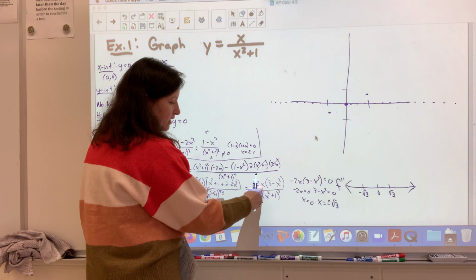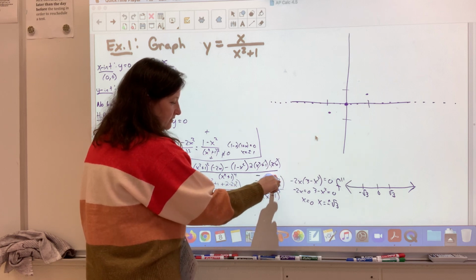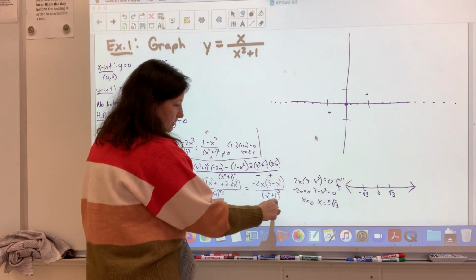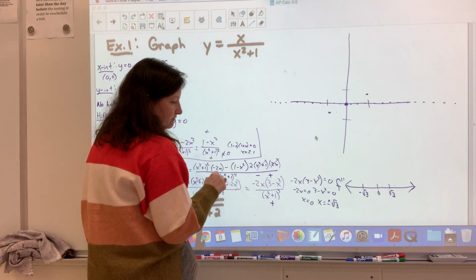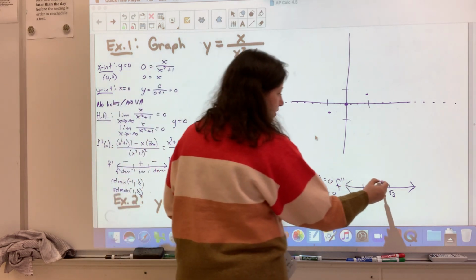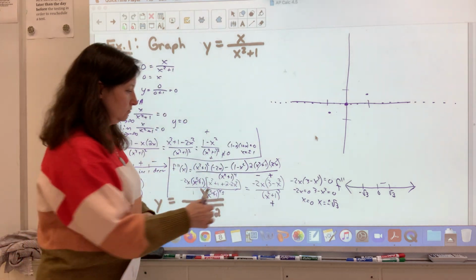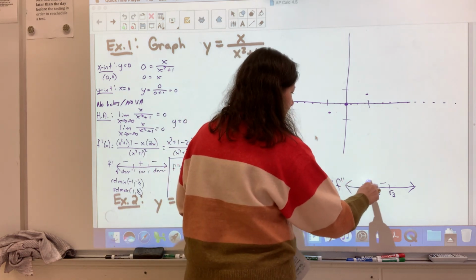Negative 2 times 1 is a negative. 3 minus 1 is a positive. And what's the bottom going to be no matter what? Positive. What's a negative times a positive divided by a positive make? Makes a negative. 1 is a negative. Are any of them double roots? None of them are double roots, so it's going to alternate.